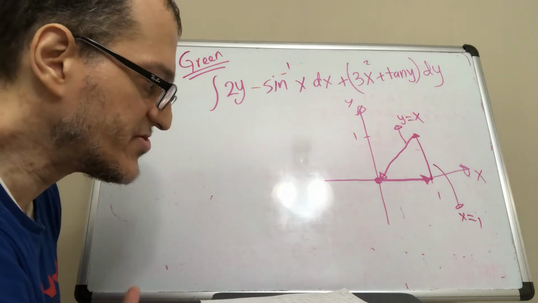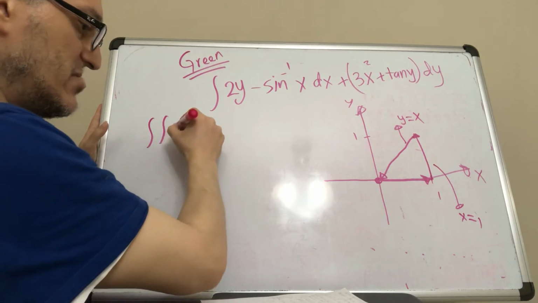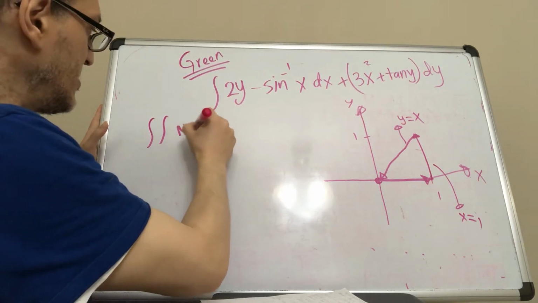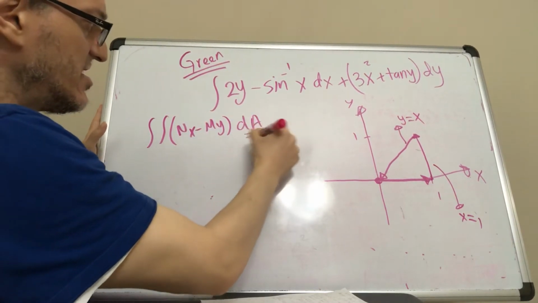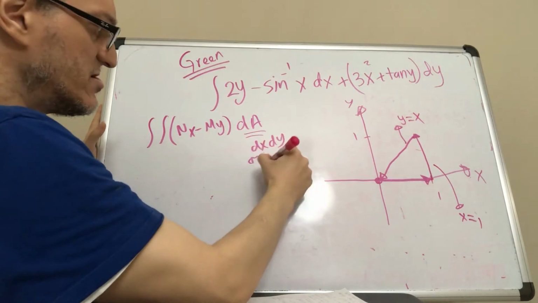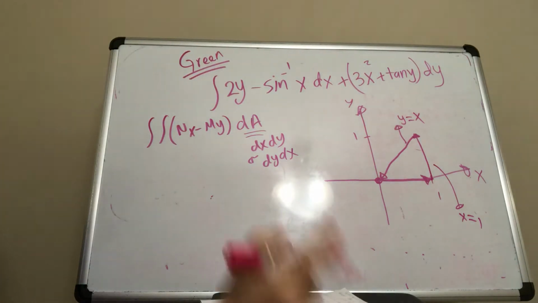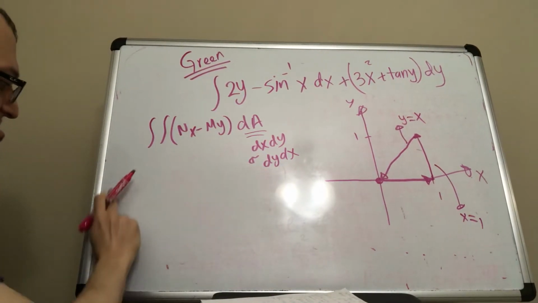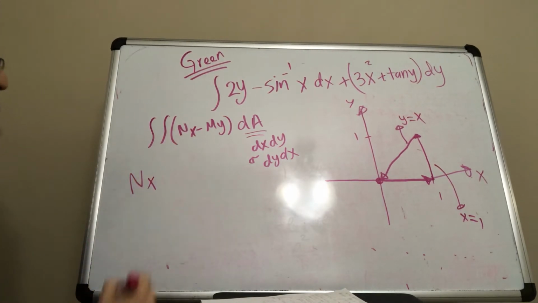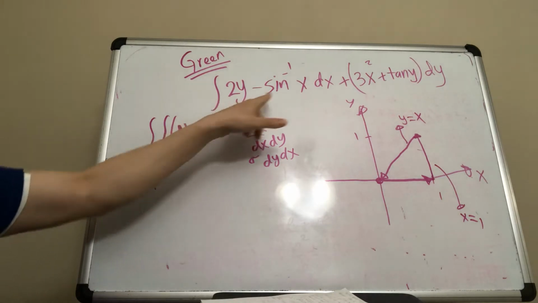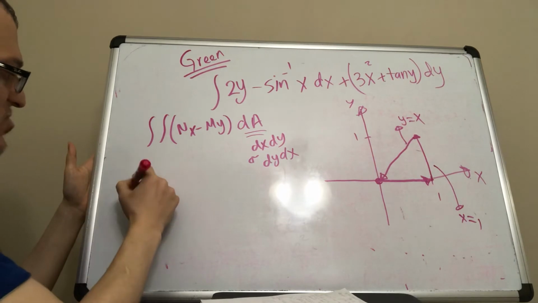Okay, Green's theorem states that the integral would be the double integral of N_x minus M_y dA, where dA is dx dy or dy dx, whatever. Okay, so first of all, since we have this, we need to find the derivative with respect to x. We do M first.